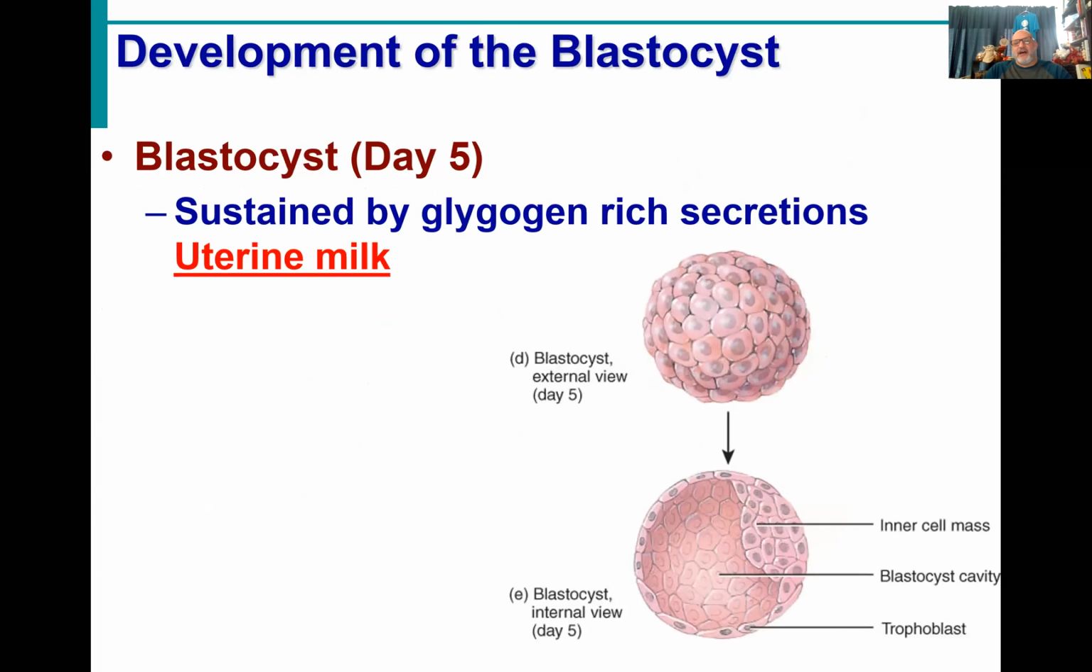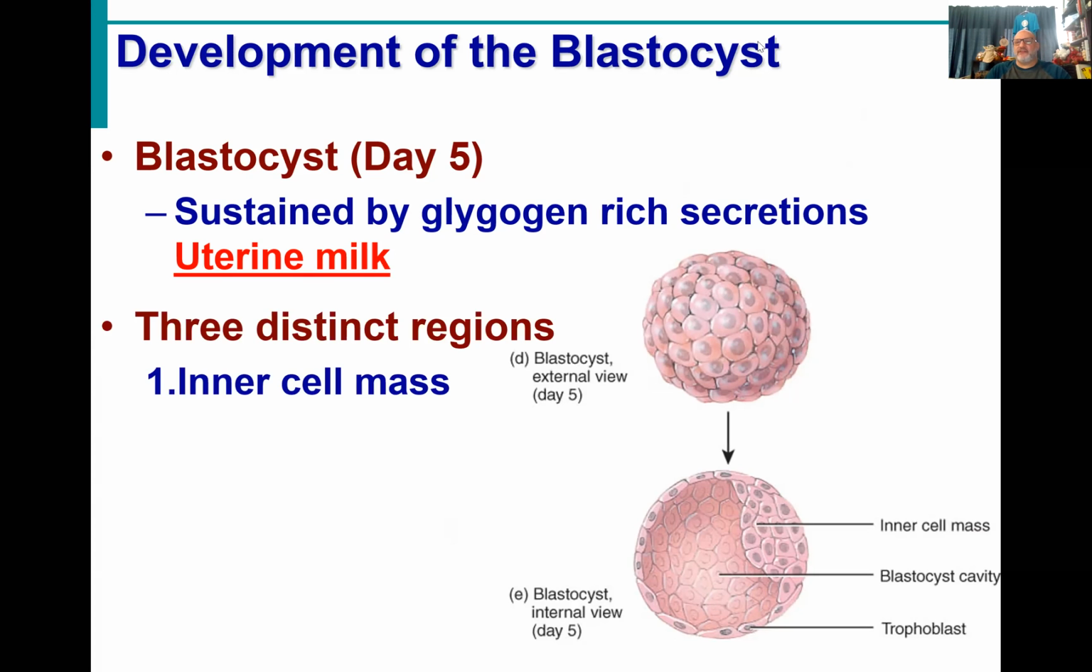But around day 5, something different starts to happen. As it enters into our uterus with that thick, rich, glycogen-rich uterine milk, it continues to divide, but it also starts to differentiate. Notice from the outer surface, it just looks like a solid mass of cells, just like we saw before. But if we take a cross section through it, what we can see is that there are basically 3 distinct regions.